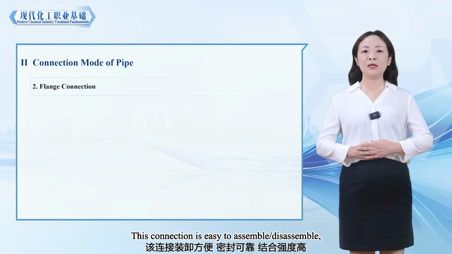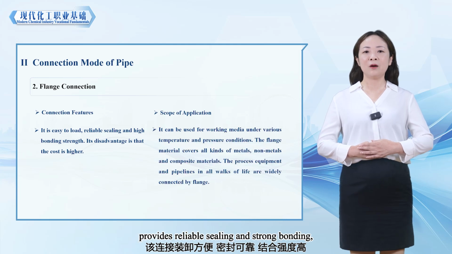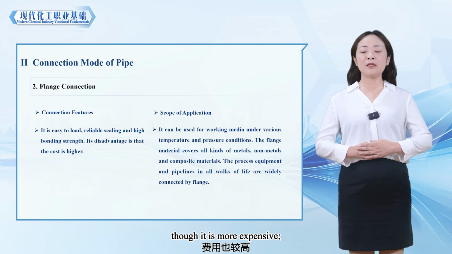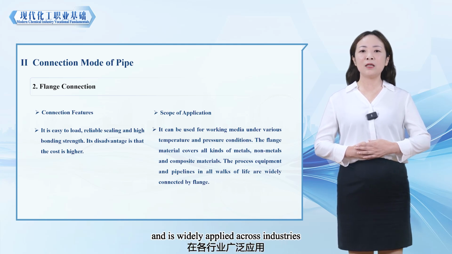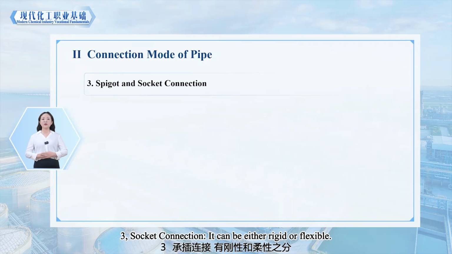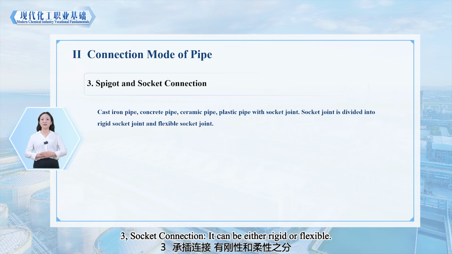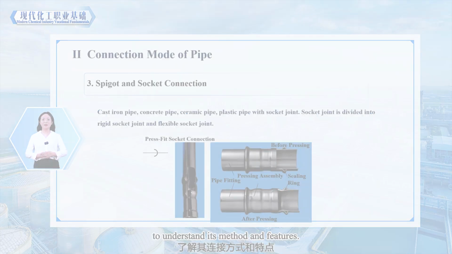This connection is easy to assemble and disassemble, provides reliable sealing and strong bonding. Though it is more expensive, it is used for media under various temperature and pressure conditions and is widely applied across industries. 3. Socket connection. It can be either rigid or flexible. Please watch the socket connection video to understand its method and features.